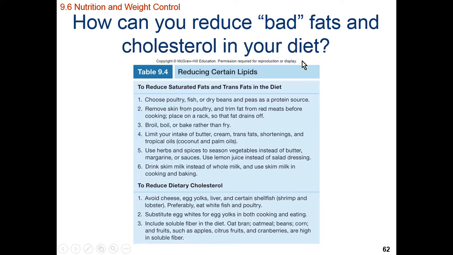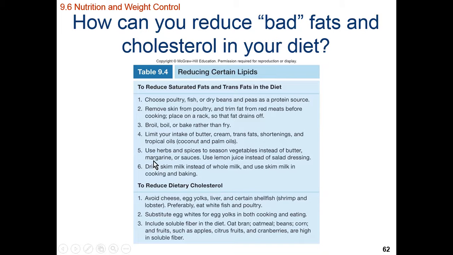So how can you reduce bad fat and cholesterol in your diet? You can eat more poultry and fish and less red meat. You can remove the fat or skin from the meat that you're eating. Don't fry, boil, or bake. You can limit the amount of butter and cream and trans fats and tropical oils. You can use herbs and spices as opposed to butter and margarine. You can focus on skim milk instead of whole milk to reduce saturated fats and trans fats.